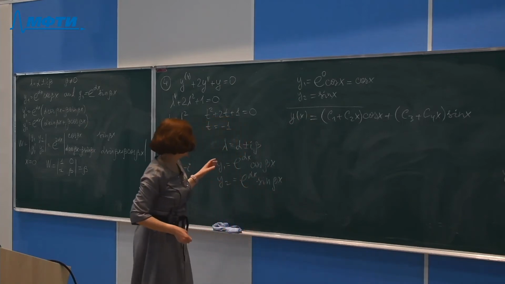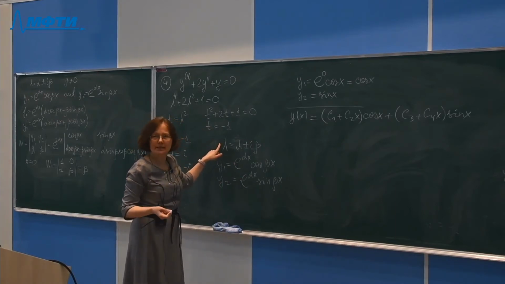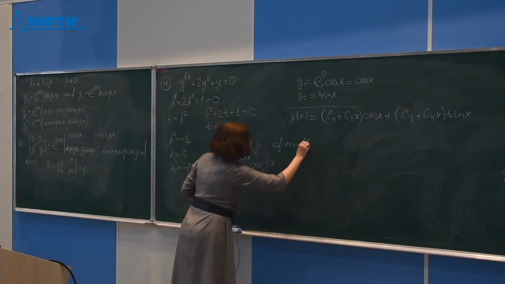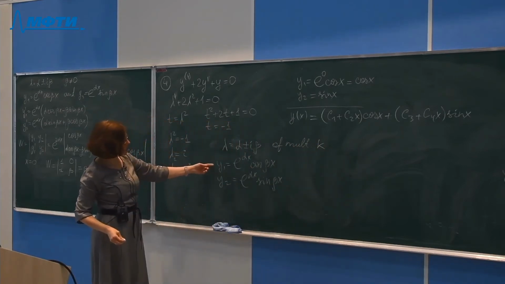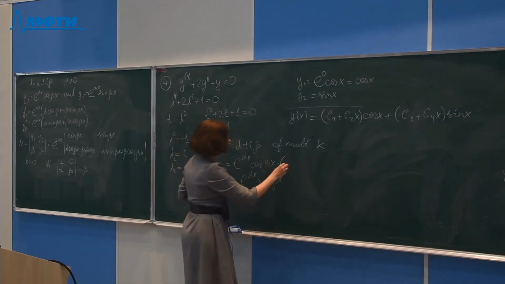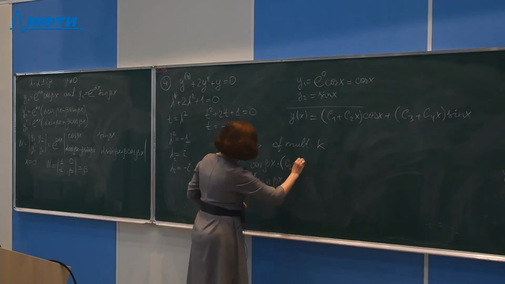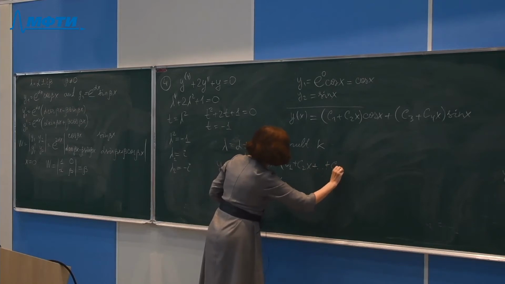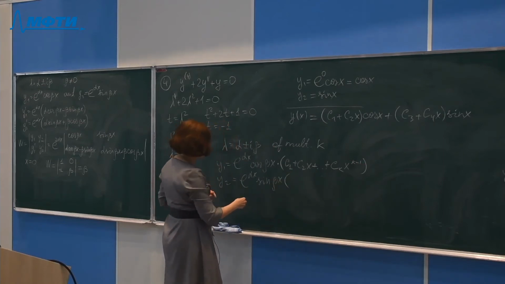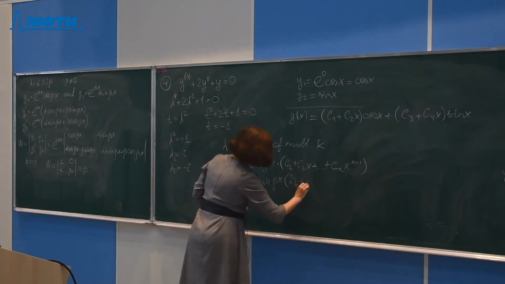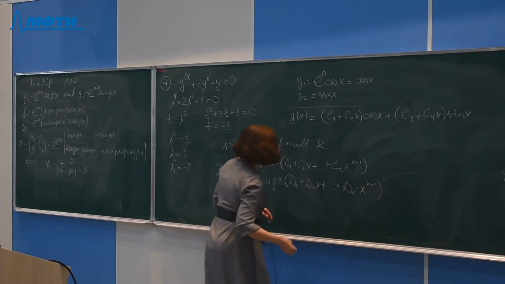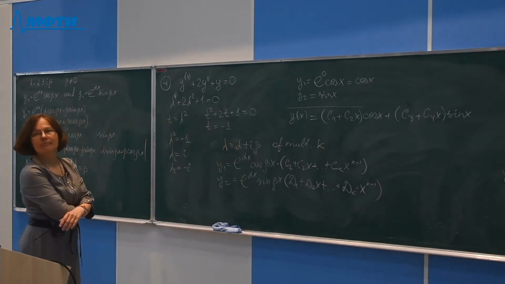So if we have a complex root with some multiplicity, of multiplicity k, for example, what shall we do? We should form this solution and multiply it by a polynomial of the form c1 plus c2x plus dot dot dot plus ck times x to the power k minus 1. And we should do the same with the second solution, with d1 plus d2x plus dot dot dot plus dk times x to the power k minus 1. Okay, is it clear?